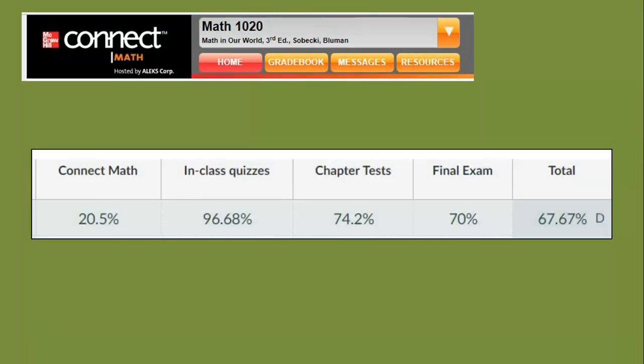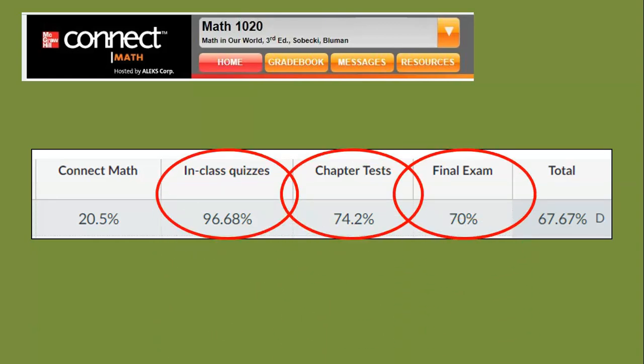Now, just to give you an idea of the importance of Connect Math, on top of the fact that it's going to give you essential practice that you need to learn the material, here's an example of a student of mine who perhaps should have taken Connect Math a little more seriously. This student did really well with the in-class quizzes and passed on average the chapter tests and even got a 70%, a C on the final.